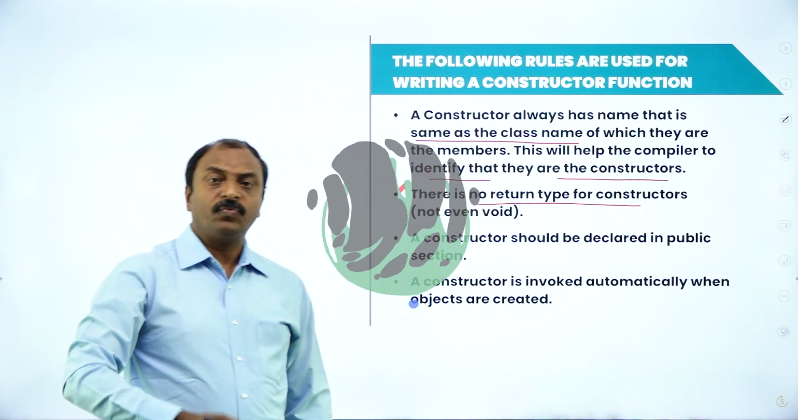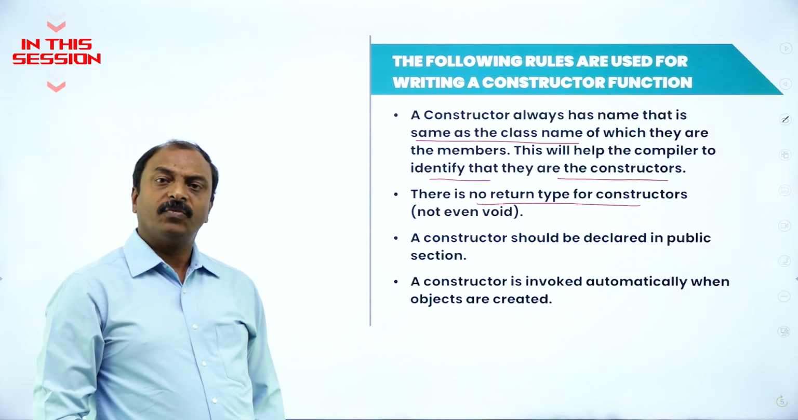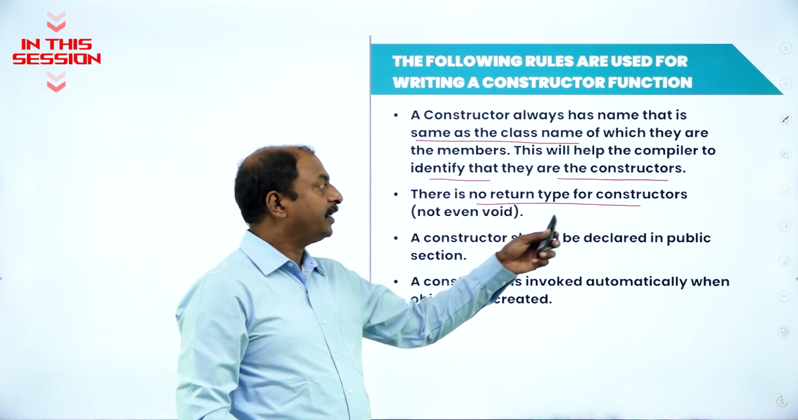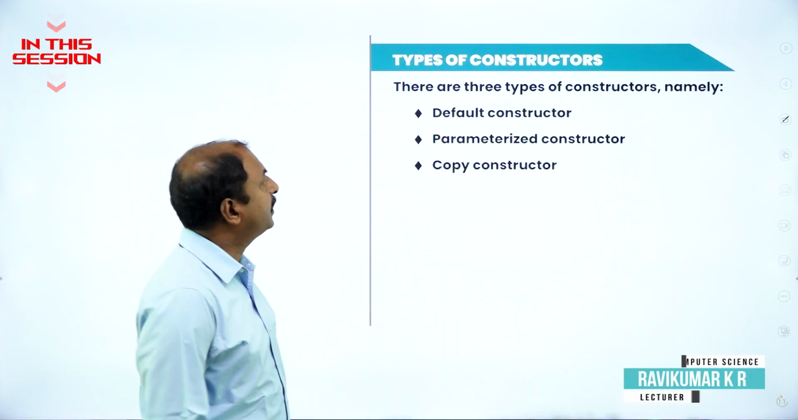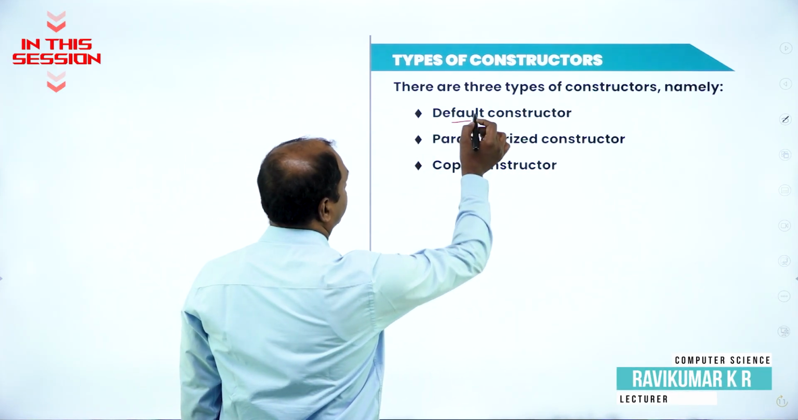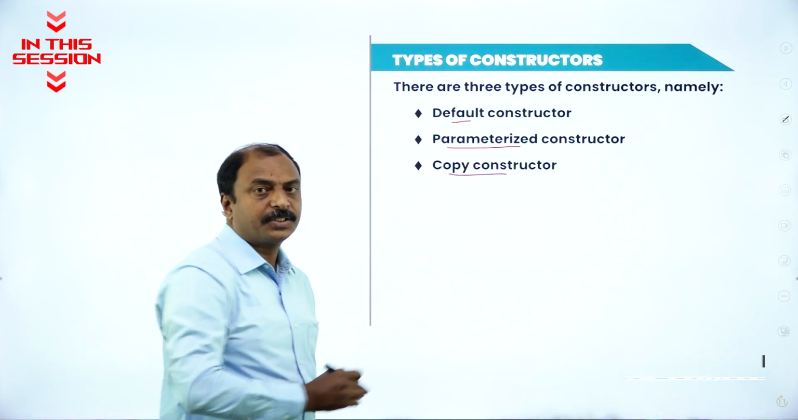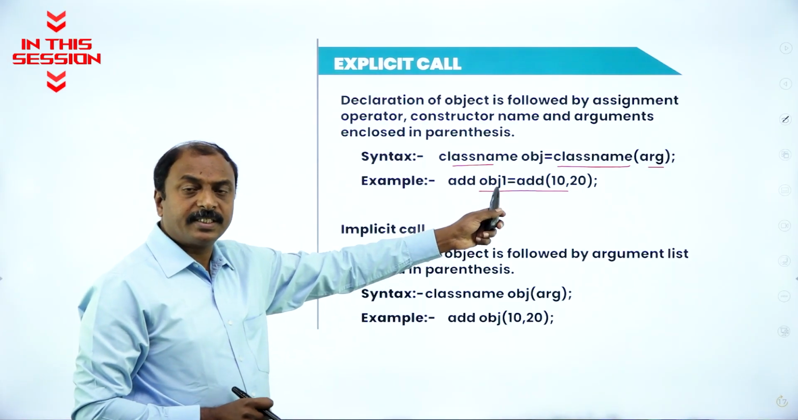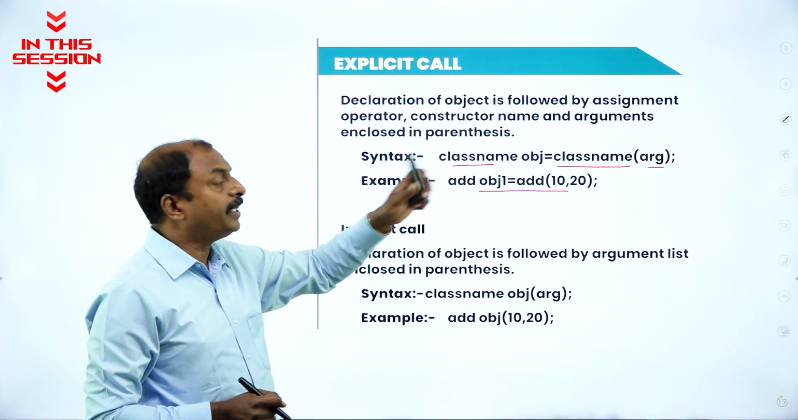Contrary to functions, each and every function in a program will return a value, but constructors do not return any values. There are three types of constructors. They are default constructors, parameterized constructors, and copy constructors. The constructors are invoked explicitly. This is one method of invoking a constructor.